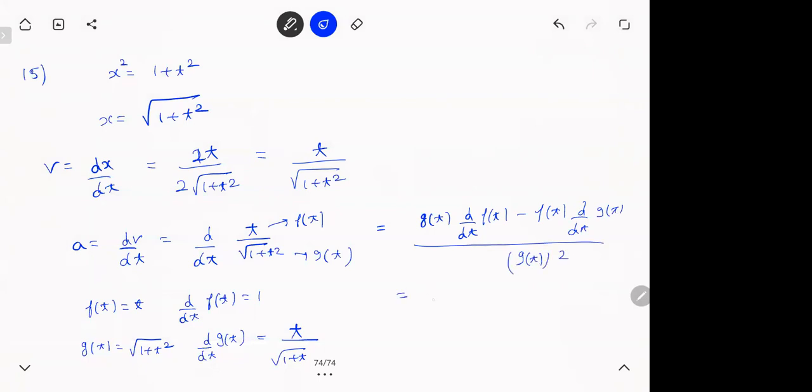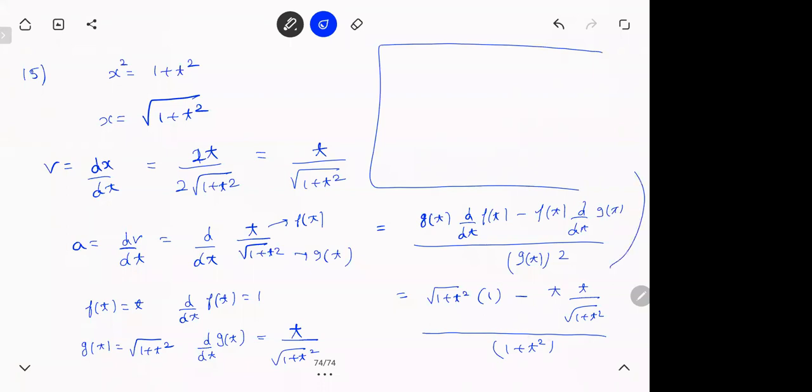Substitute karo. G of t is how much? Root 1 plus t square. F of t is how much? 1. F of t is t. Differential of g of t is t into root 1 plus t square, by g of t is 1 plus t square. Now, if you simplify this a little, I'll just write it here.